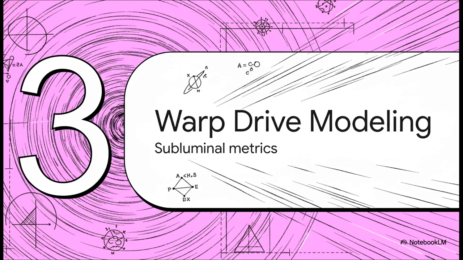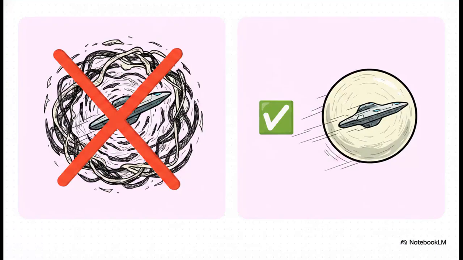All right, Section 3, Subluminal Warp Drive Modeling. Let's completely ditch conventional rockets for a second and talk warp drives. For decades, the Alcubierre model was the gold standard, compressing space in front of you and expanding it behind you. The math works, but here's the catch. It requires negative energy, an exotic substance that doesn't actually exist in nature.